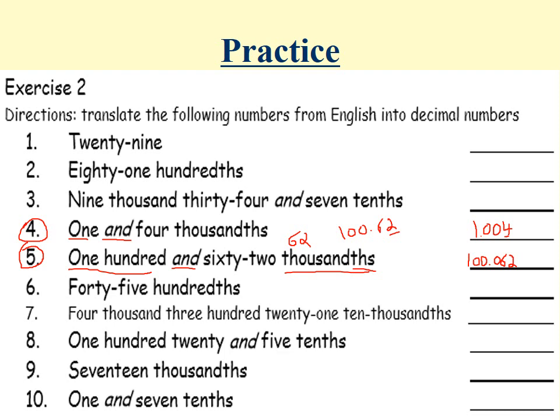So we have 100.062, 162 thousandths. So make sure you find that decimal place and your number ends up where it should end up based on the TH sound, then you'll be in a better position to write down these numbers appropriately. So you can attempt these practice problems, compare answers, and then you can move on to the rounding rules, which we'll see next.